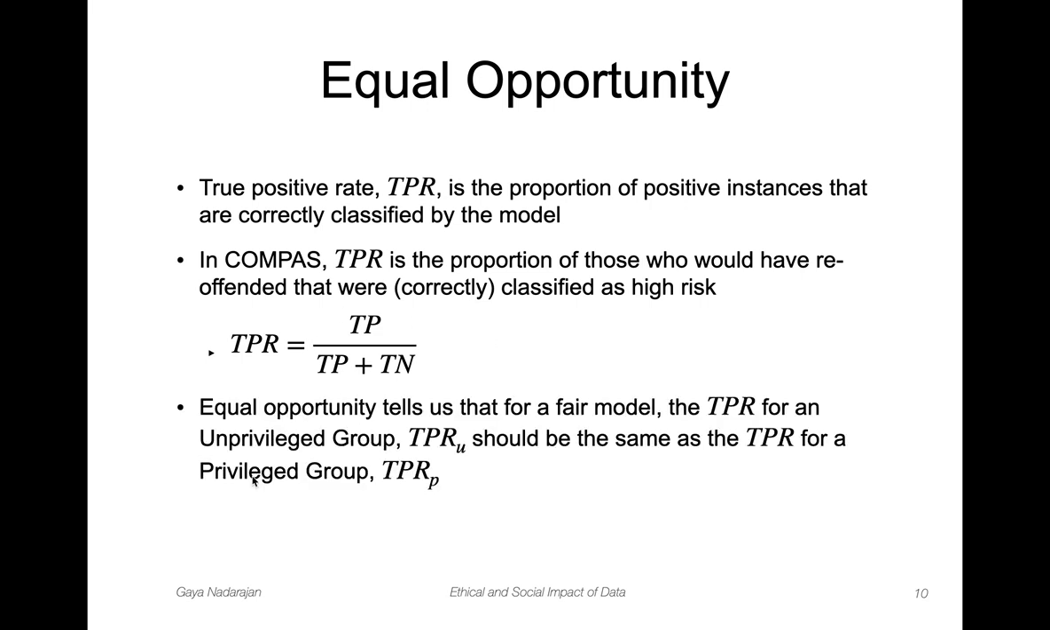And for a fair model, equal opportunity tells us that the true positive rate for an underprivileged group, I'm just going to put it TPRU, should be the same as the true positive rate for a privileged group, TPRP. So if we calculate these numbers from our confusion matrix and plug them in, we're basically saying that for these two different groups, they both have equal opportunity. Those that would have reoffended, whether they were black or white, if they have the same proportion, then we know that this model is somewhat fair. So this is one metric that is useful.